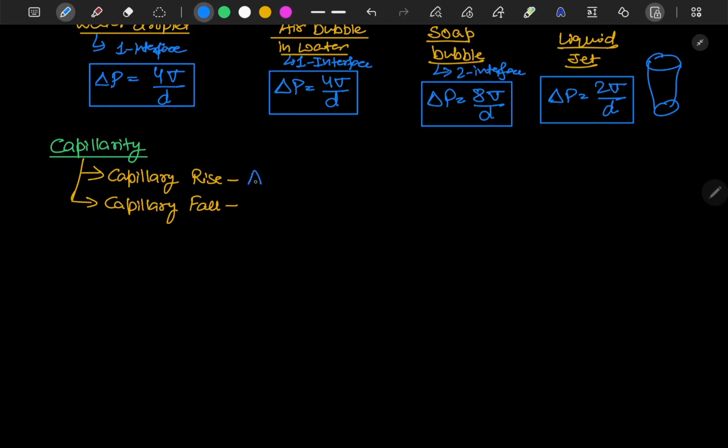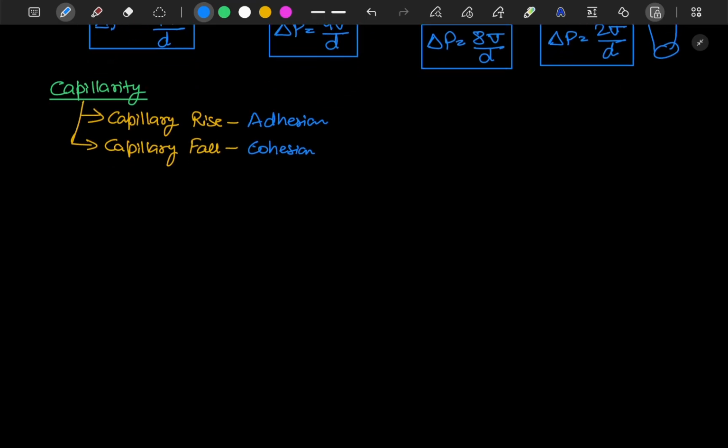So capillary rise is due to adhesion. Let me write, due to adhesion. Adhesion is your force of interaction between two different types of molecules, and cohesion is between the same type of molecules. So in capillary we have different cases. We basically balance the weight of the liquid in the column with your surface tension force, and we obtain different formulas.